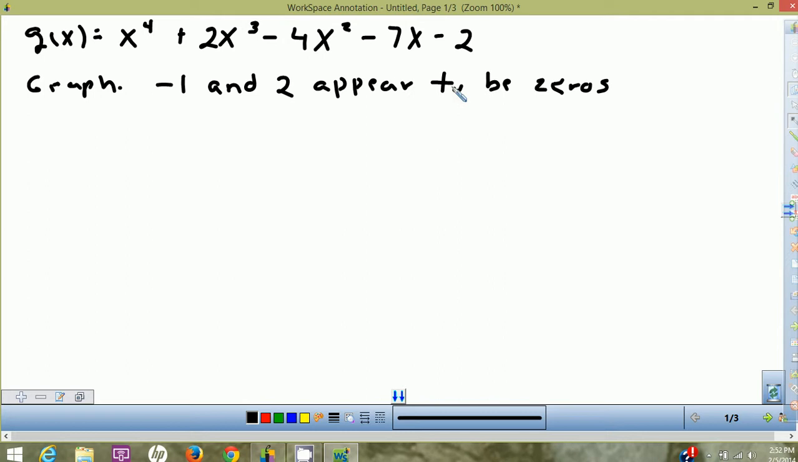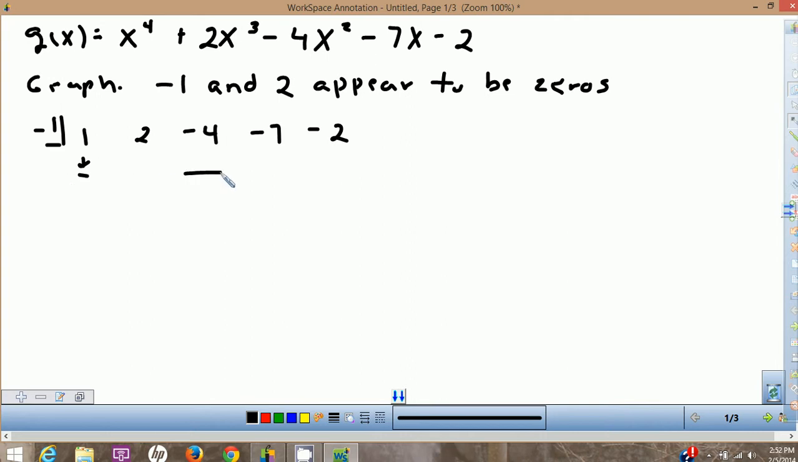So let's set up our synthetic division and see which ones work out. I'm going to start with negative 1. It goes in the box. My coefficients are 1, 2, negative 4, negative 7, negative 2. First number comes down. And do my synthetic division. Negative 1 gives me 1. Negative 1 gives me negative 5. 5 gives me negative 2. And negative 2 times 2 gives me 0 for a remainder. It is indeed a factor of this polynomial. Worked out nicely.